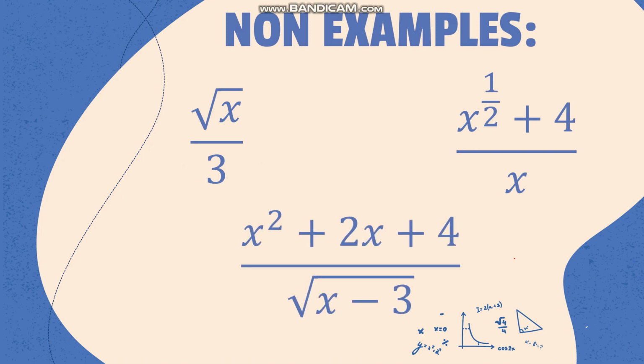Last, we have x squared plus 2x plus 4 all over square root of x minus 3. This one is also not considered a rational expression since the denominator, square root of x minus 3, cannot be written in an expression wherein the exponent is an integer. So it's not considered a polynomial. If either the numerator or the denominator is not a polynomial, then it is not considered a rational expression.